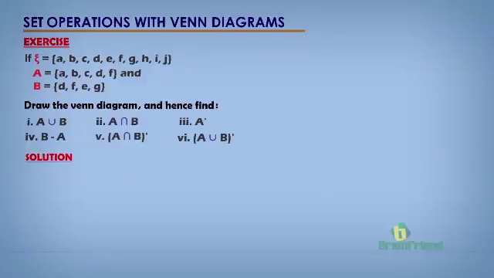If we are given a universal set that has elements A, B, C, D, E, F, G, H, I, and J, and we have set A with elements A, B, C, D, F, and set B has elements D, F, E, and G, we've been asked to draw the Venn diagram and use it to find A union B, A intersection B, the complement of A, the difference B minus A, the complement of the intersection of A and B, and the complement of the union of A and B.